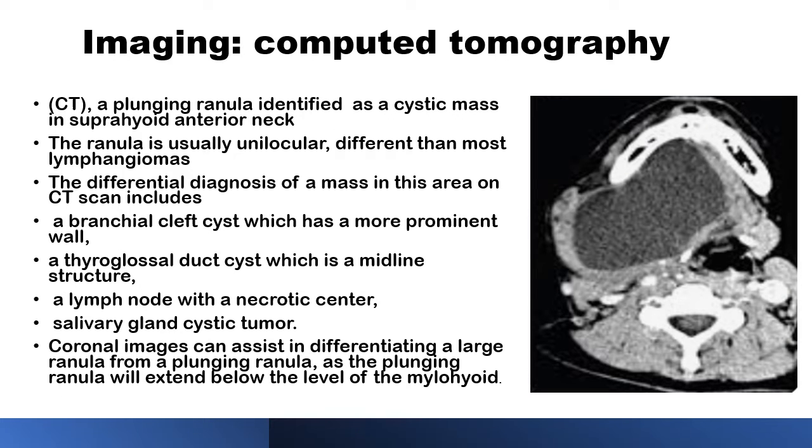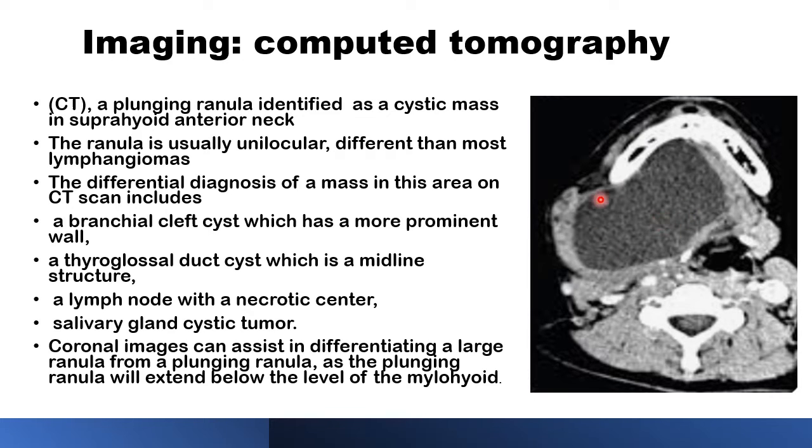CT scans of plunging ranulas will show a unilocular cyst. This is characteristic of ranulas. Branchial cysts, a differential diagnosis of ranulas, would have a much thicker wall and may also have several partitions inside the big cyst.